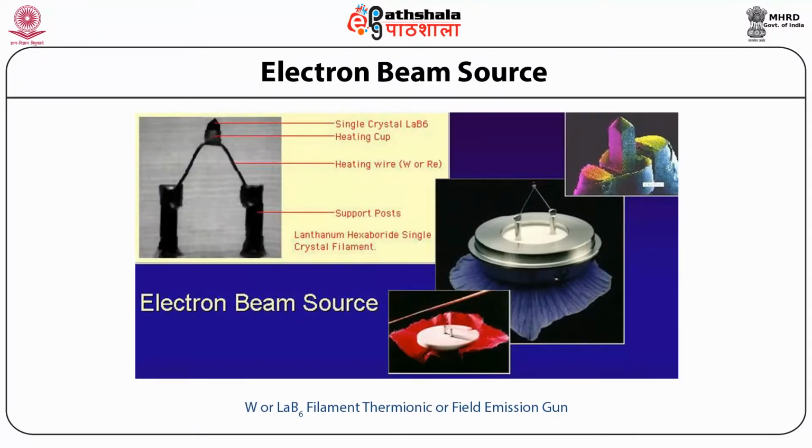Now the electron beam source for the scanning electron microscope, the basic phenomenon behind that is thermionic or field emission, and the thing which is used to produce the electron beam is the thermionic or field emission gun. So here we have the single crystal LaB6, which is heated using a heating cup, and then it is transferred to the heating wire, which may be tungsten or ruthenium.